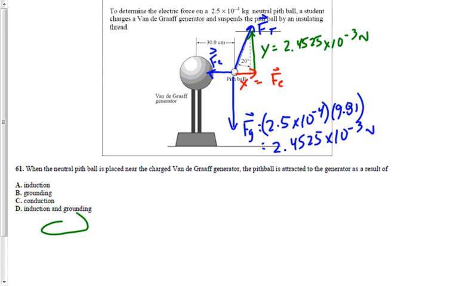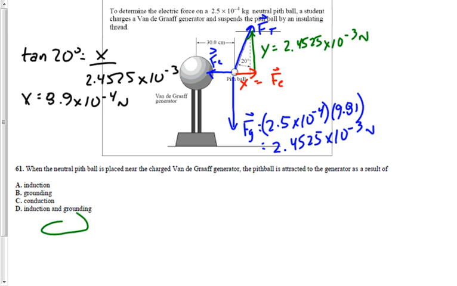So now it's easy if you recognize some trigonometry here. Look, I've got the angle. I'm going to say tan 20 degrees is equal to the opposite side. I'm going to call it x actually. The opposite side is x. The adjacent side is 2.4525 times 10 to the negative 3. We solve for x there, and I think it works out to be 8.9 times 10 to the minus 4.